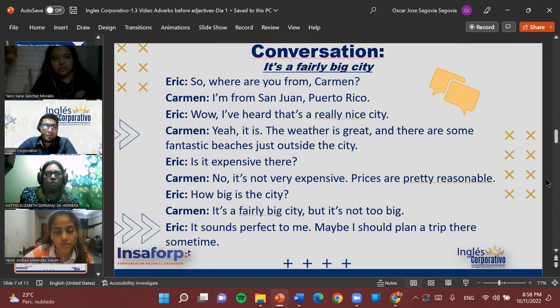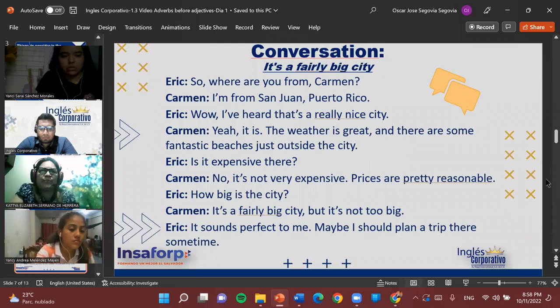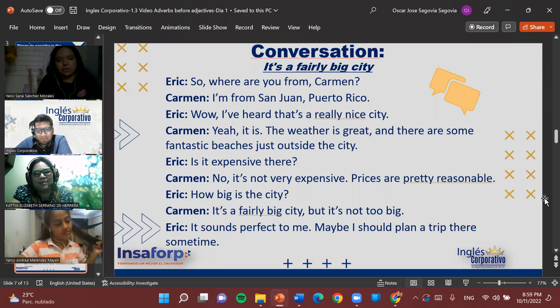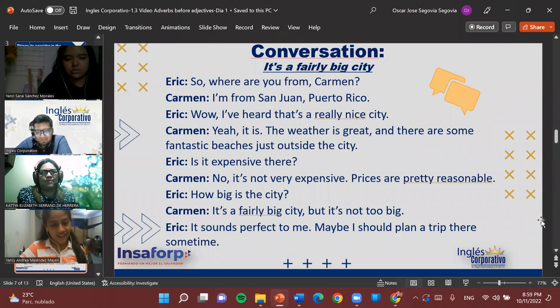Empiezo yo. Okay. So, where are you from, Carmen? I am from San Juan, Puerto Rico. Wow, I hear that's a really nice city. Yeah, it is. The weather is great, and there are some fantastic beaches just outside the city. Is it expensive there? No, it's not very expensive. Prices are pretty reasonable. How big is the city? It's a fairly big city, but it's not too big. It sounds perfect to me. Maybe I shall plan a trip there sometime.